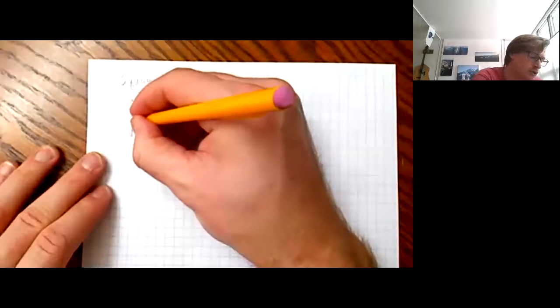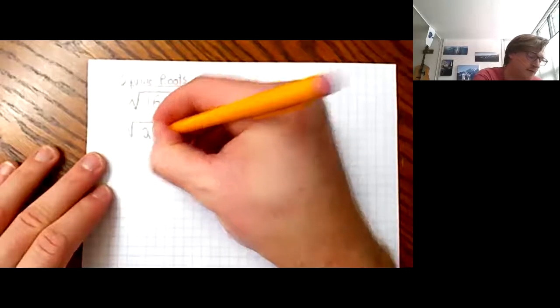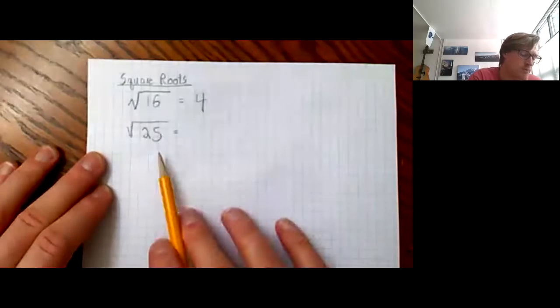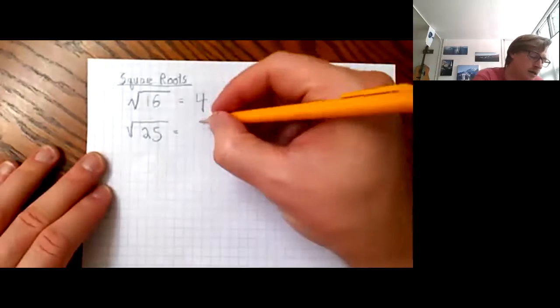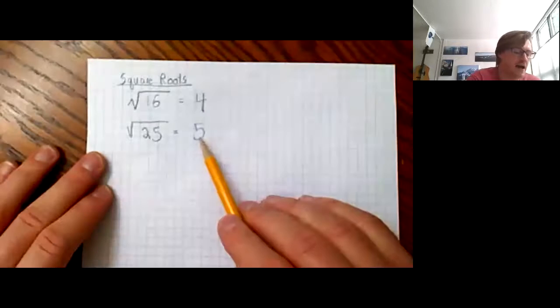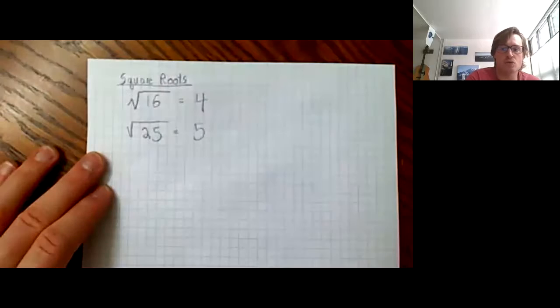Another example, the square root of 25. What number multiplied by itself gets you to 25? Well, that number is 5, because 5 times 5 equals 25.